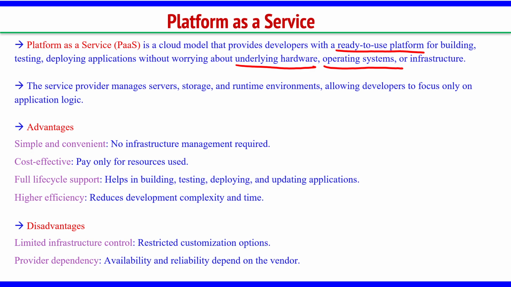So in infrastructure as a service, we were given only the hardware parts. We have to assemble it. In platform as a service, the assembled part is given to us. They are doing the assembly and giving it to us. We have to do small customization and start using it. So the service provider manages server, storage and runtime environments. Everything they will take care of. We have to focus only on the application logic.